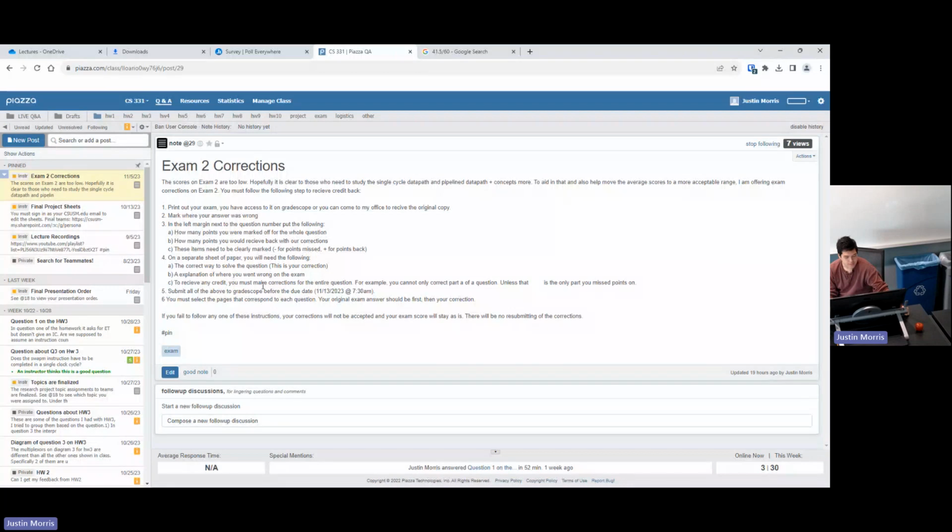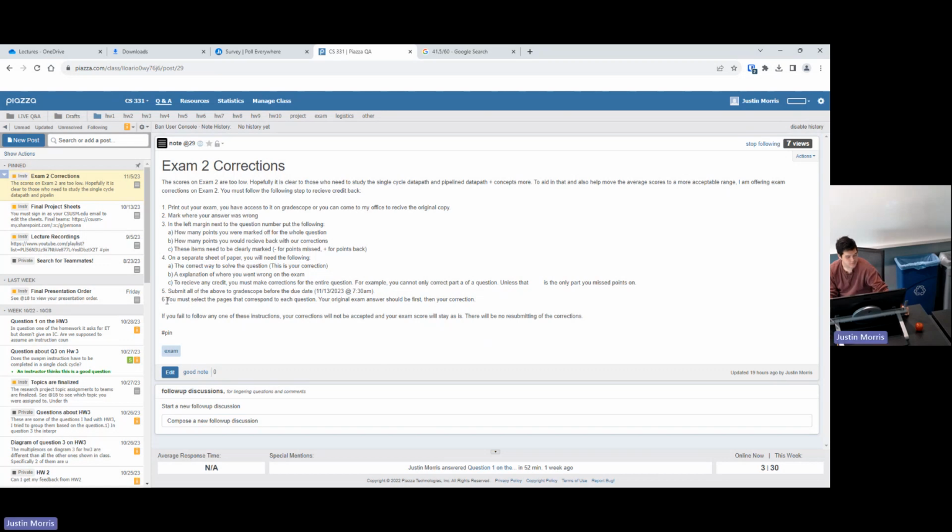And to receive any credit, you must make corrections for the entire question. You cannot just do part A or part B. The only reason that you would only do one part is if you only missed points on that one part, because for you, that is the entirety of the question. So you need to submit all of this to Gradescope before the due date, which I believe is next Monday, before class. So you have a week to do this.